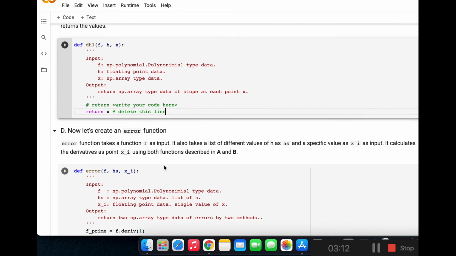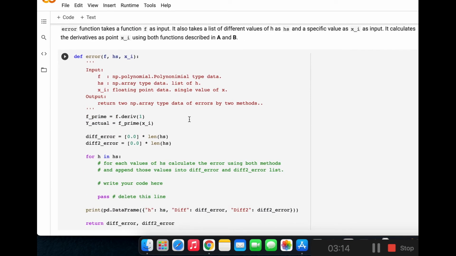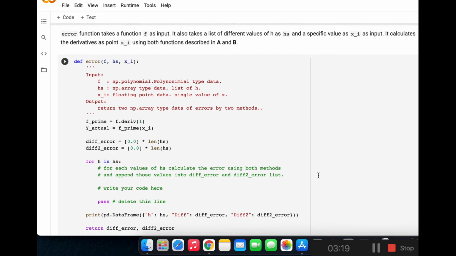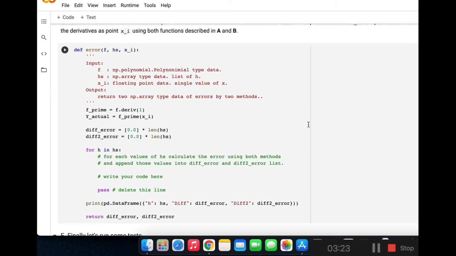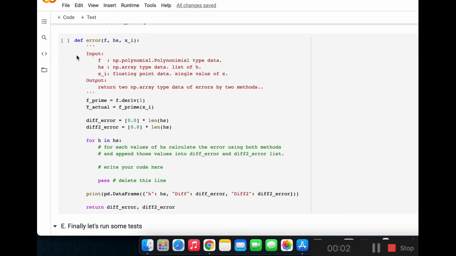Okay, after that, we need to define the error function, and this is the second part of your assignment. This is also very similar to the error function that was defined in the numerical differentiation lab. So how do we calculate the error? We usually generate a derivative value using the central difference one, that is the dh function, and we generate a derivative value using the dh1 function.